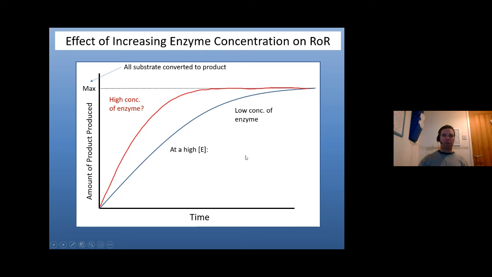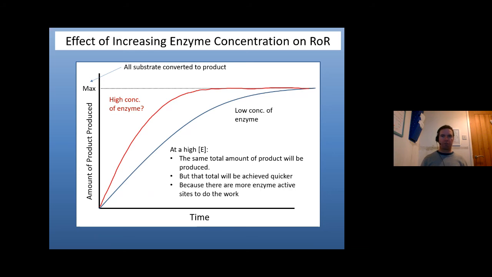So a bit of detail on that. With a high concentration, we get the same total amount of product produced, but that total will be achieved quicker. That's because there are more enzyme active sites to do the work. It's quite important to talk about active sites. The exam board like to see that, as opposed to just saying there's more enzyme. There are more enzyme active sites there to do the work, or to catalyze the reaction would probably be better wording.